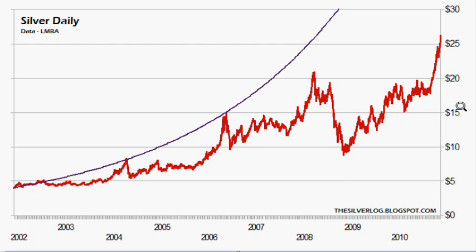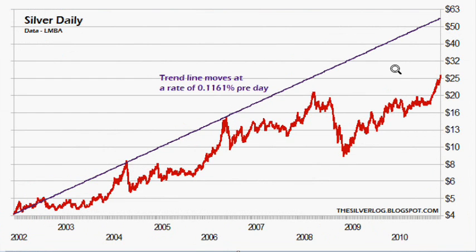When we switch this to a logarithmic chart, that is the straight line. It's the straight line that raises each trading day of 0.1161%.